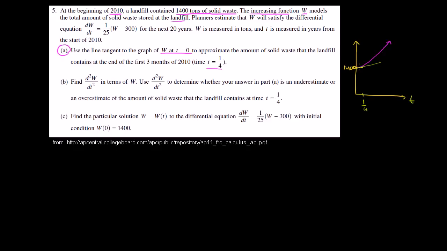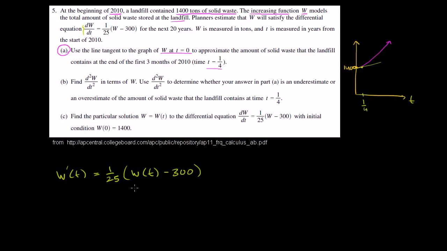So we really just have to figure out the slope of this line and see where that line is at t equals 1/4. And you say, wait, how do we know what the derivative of W is at 0 without knowing W? That's where we can go straight to this differential equation. We can rewrite it using slightly different notation. This is the derivative of W with respect to t. We could write that as W prime of t is equal to 1 over 25 times the function W, which is a function of t, minus 300.